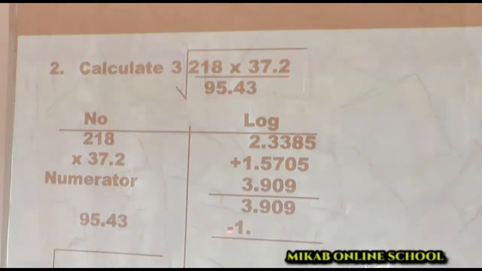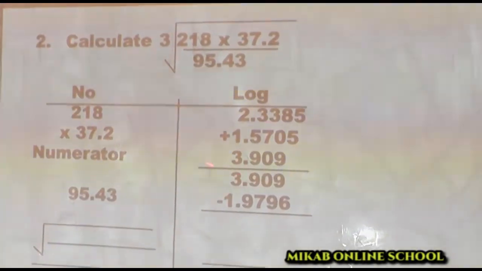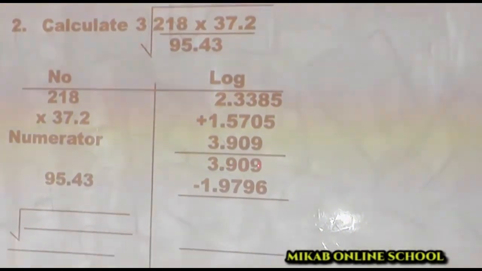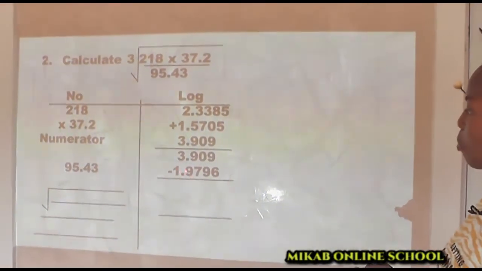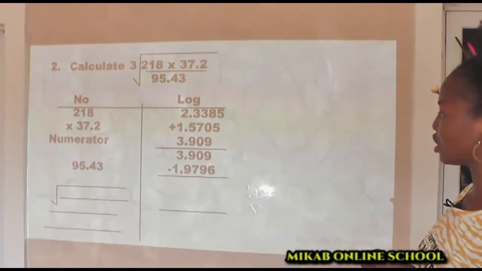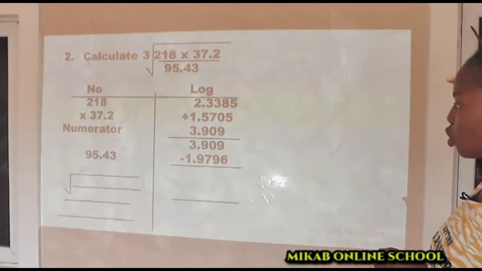If we check from the logarithm table for 95.43, we check for 95 under 4 and the difference of 3, and we're going to have 0.9796. Remember, this is still the solution of the numerator repeated here, 3.909. Now for the denominator, this is what we have, 1.9796, considering the characteristic and then the logarithm.